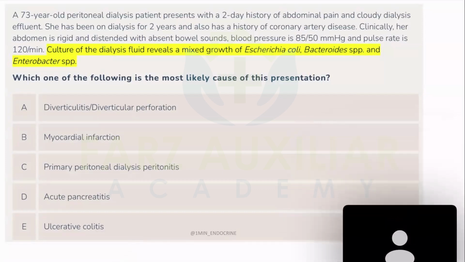A primary peritoneal peritonitis will never reveal a mixed growth, not even two organisms. Mixed growth with features of shock and rigid abdomen means there is a gut perforation. There is no other explanation for that.